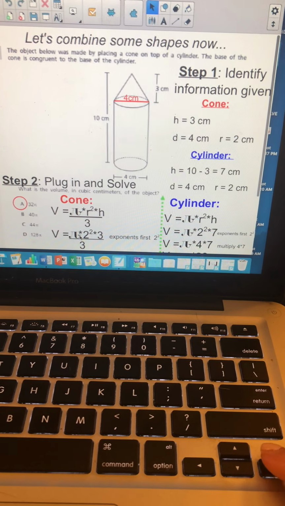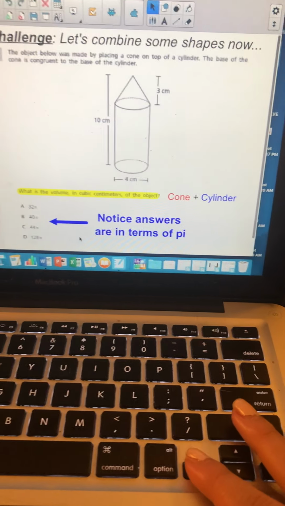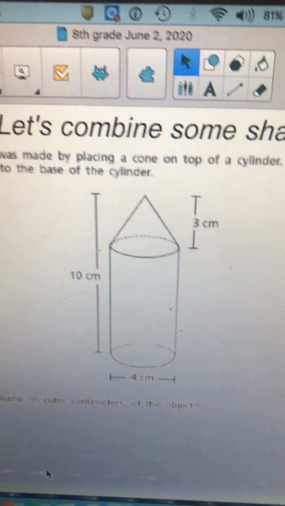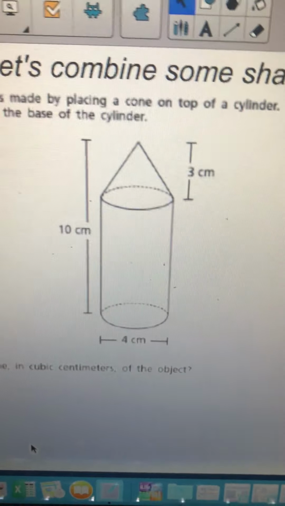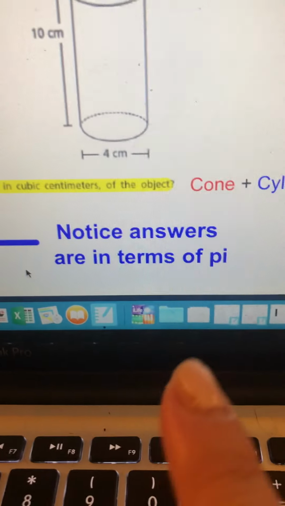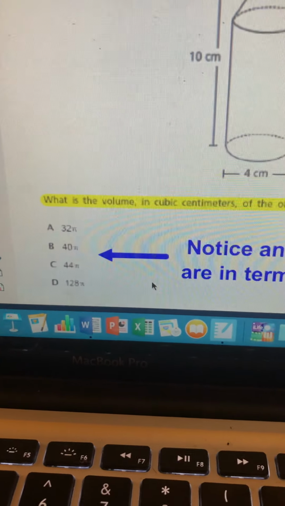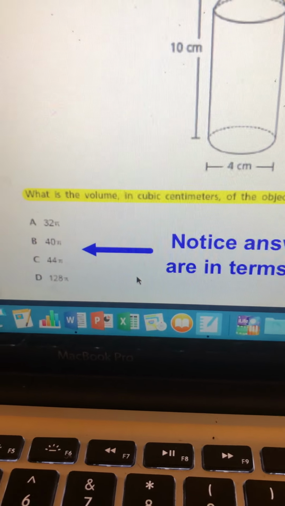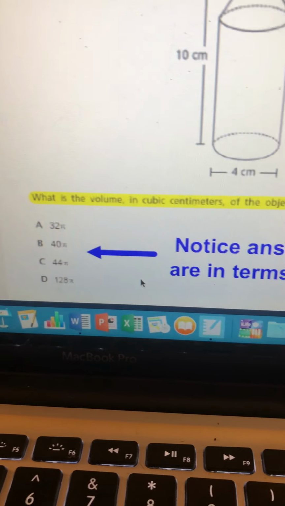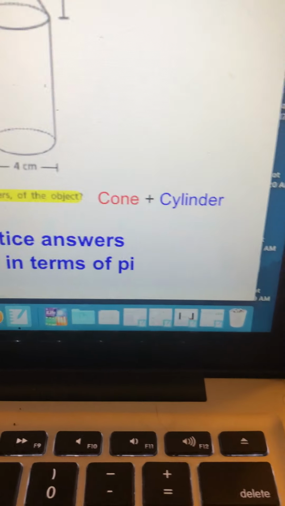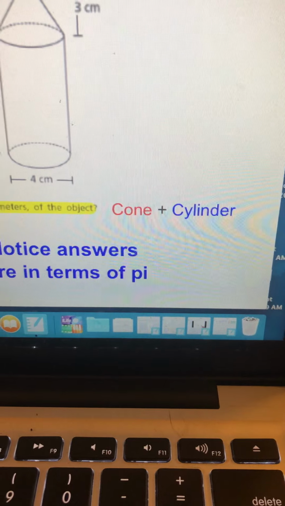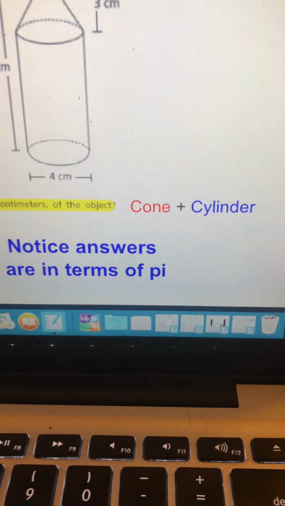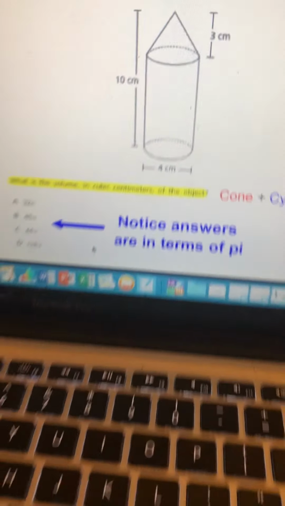Okay, you can look through that. I'll go back just to show you. So it's a cone and a cylinder put together, and they want you to find the volume of the entire object. What I point out in the following slide is that the answer choices are in terms of pi. So when you are calculating, you don't need to go that extra step of multiplying by pi and having to round and all those things. You're just going to leave your answer in terms of pi. So you would find the volume of the cone and add it to the volume of the cylinder in terms of pi, and you would find your answer.